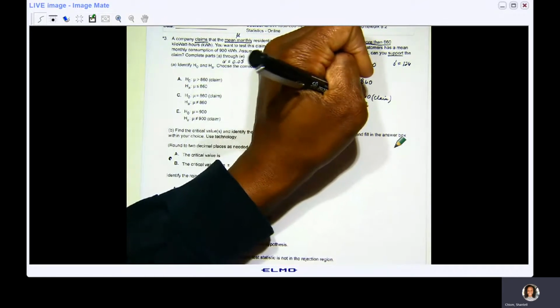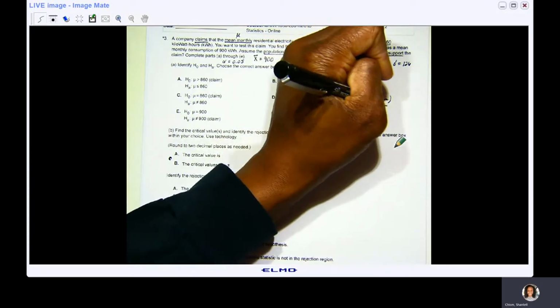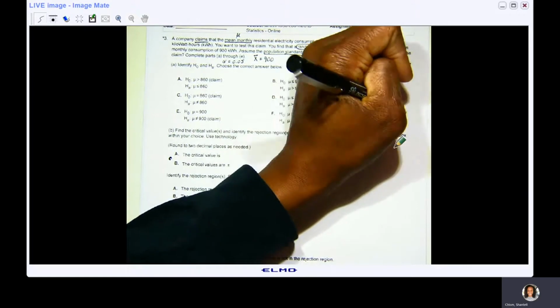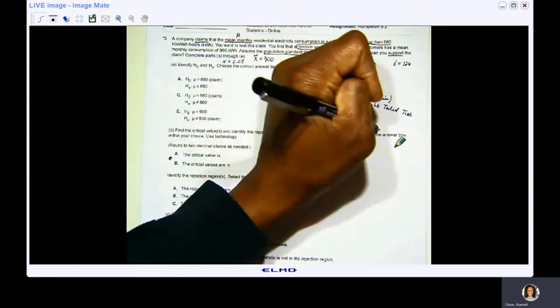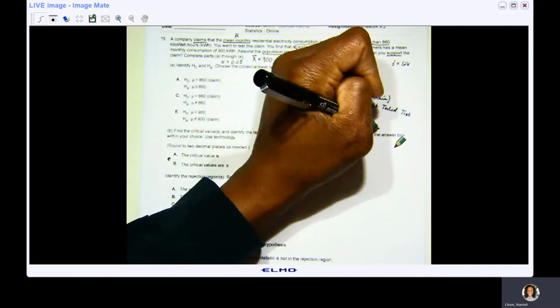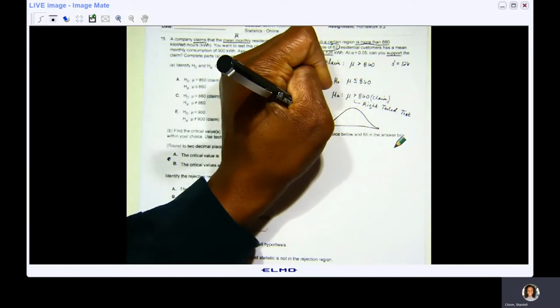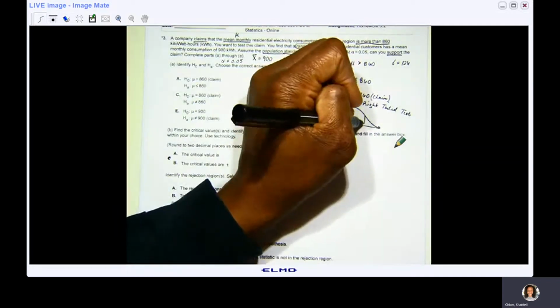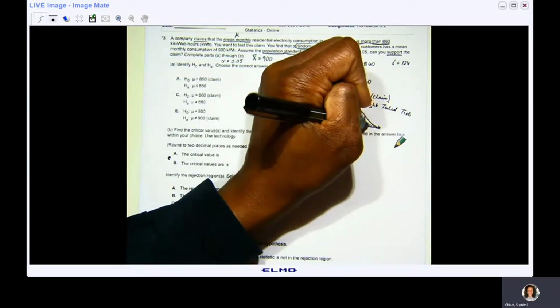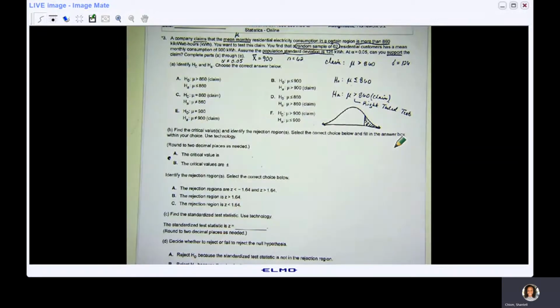So HA determines what kind of test you have. This is a right tail test. Okay, so right tail, this area here in the right tail is going to be shaded.